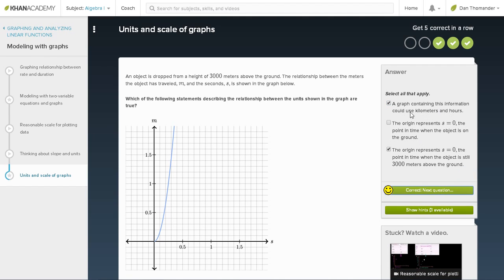Whew! The scale here would not make sense, but it could be done. So know that when they ask you these questions, you need to know if it could be done, how you would answer it. Okay, that's all I'm going to show you right now. Go ahead and get that unit and scale of graphs exercise done.